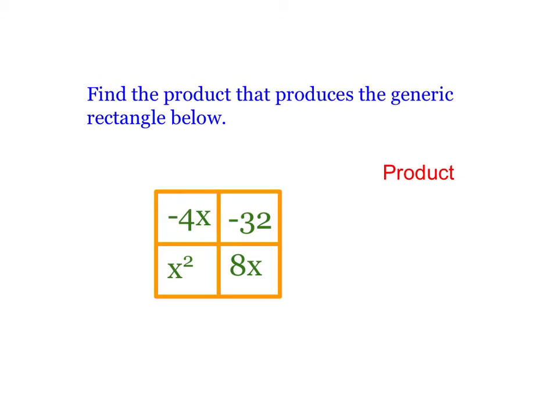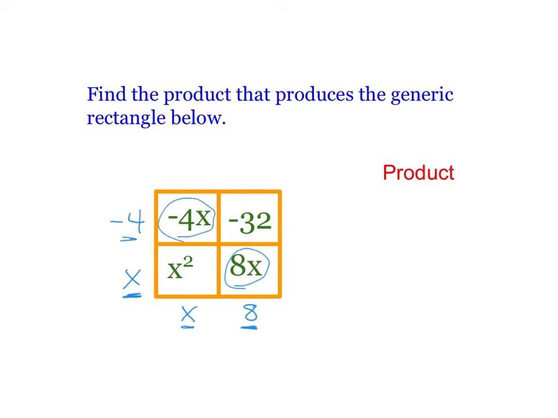Here we're introducing some negatives, and that's okay. Again, I start with the x squared box, which would be x times x. I'm going to write an 8 here, because x times 8 would give me the 8x. And I'm going to write a negative 4 here, because x times negative 4 would be negative 4x.